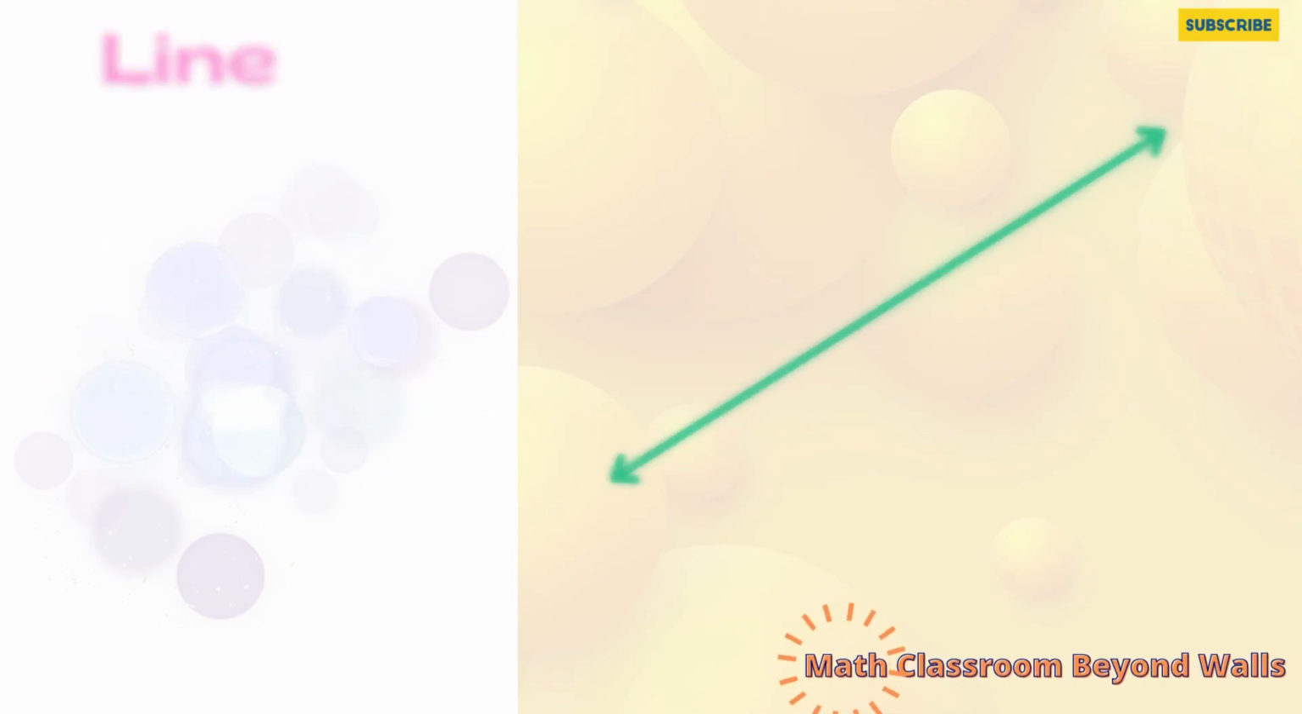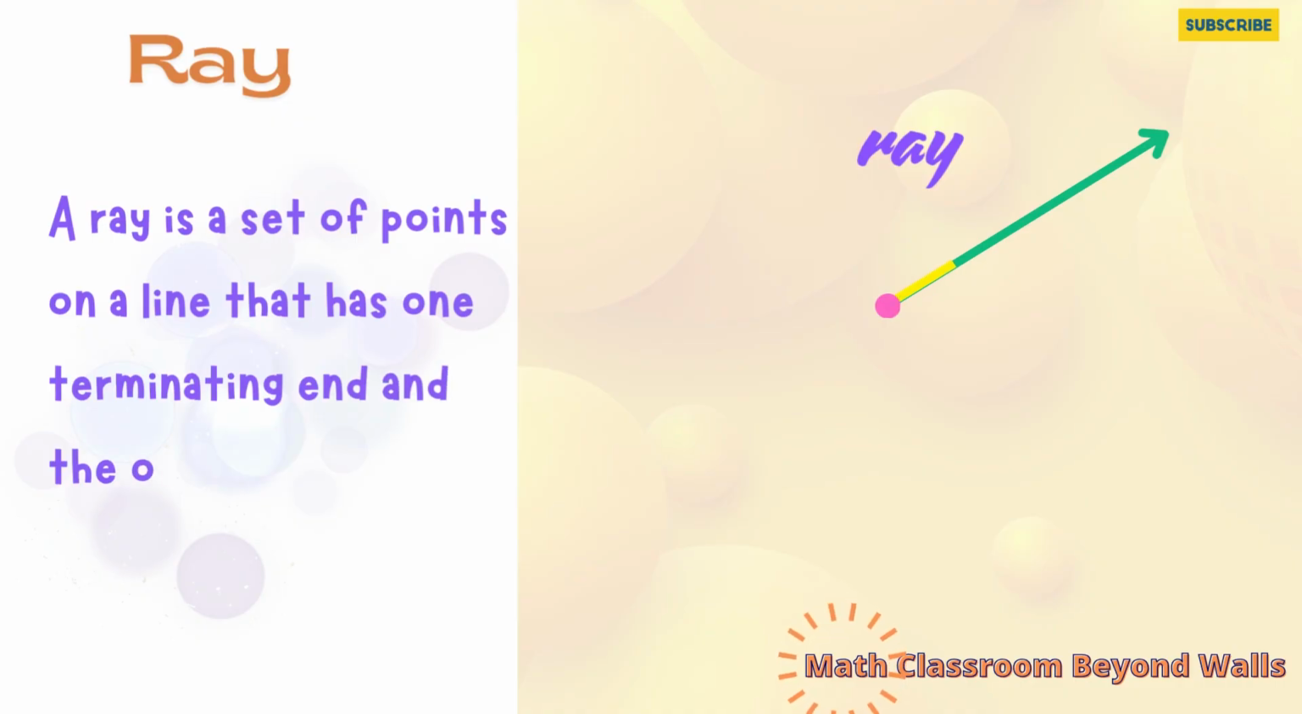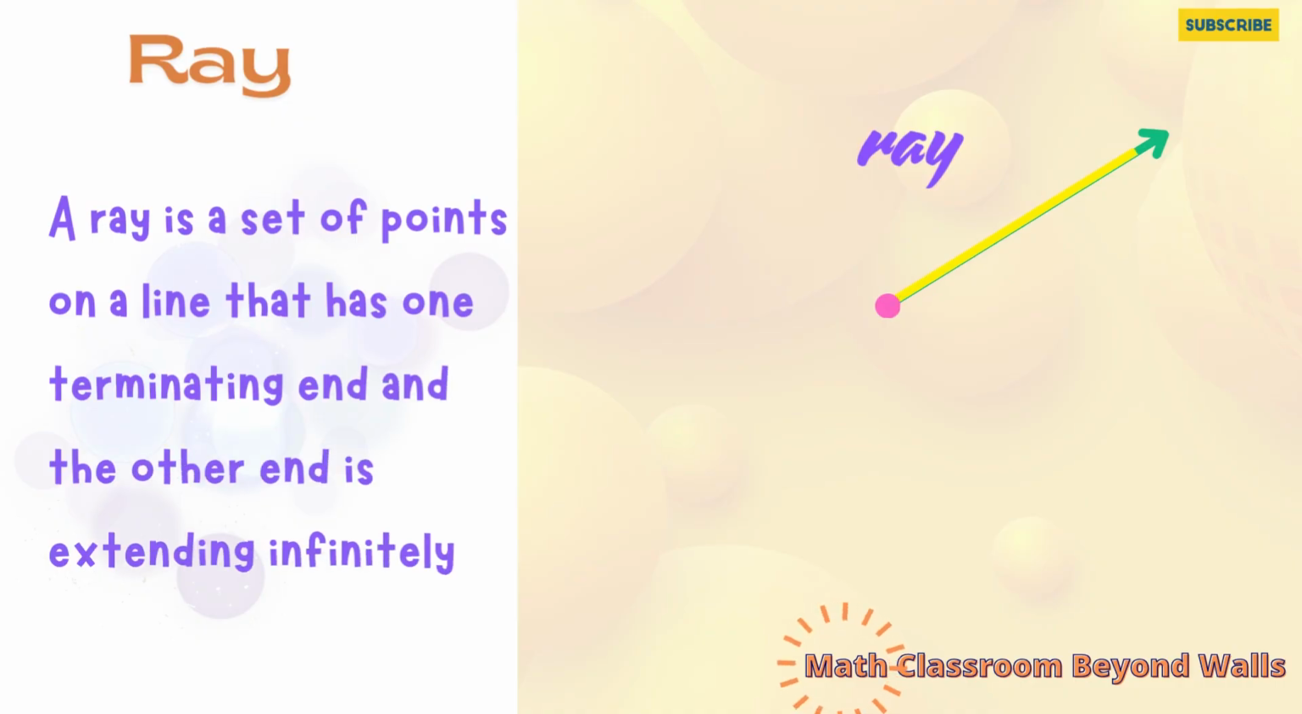Now look at these, learners. What did you just see? You're right, a part of the line disappeared, leaving just a part of it. This part of the line has a special name. This is called a ray. A ray is a set of points on a line that has one terminating end and the other end is extending infinitely. Let us label 2 points on the ray so that we can formally name the ray.